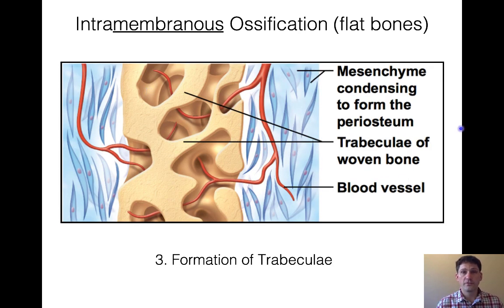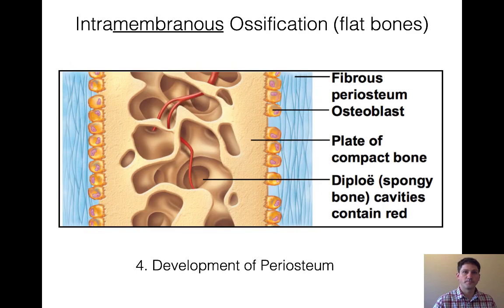Next, we start to form some trabeculae. So that extracellular matrix starts to get a little bit porous, and as it's being remodeled a little bit, we have vascularization by our blood vessels, and that starts to weave in and out of those little trabeculae, forming our spongy bone. You can see that we're also starting to condense some more of those mesenchymal cells, which are going to start to form our periosteum around the outside of this bone, and that's going to allow for that vascularization and innervation of the bone.